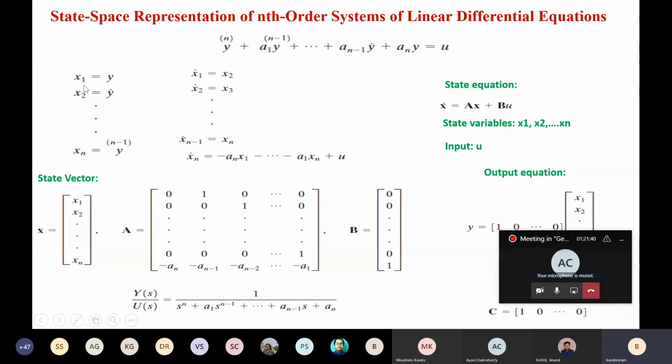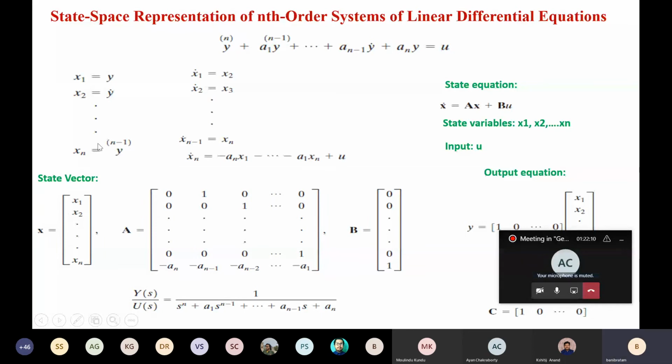Suppose we assume a variable x1 equals y. Then x2 equals y dot, then dot dot dot, xn equals y^(n-1), that means this is the (n-1)th time derivative. Okay, so I am assuming some variables: x1 equals y, x2 equals y dot, and so on, xn equals the (n-1)th derivative of y.